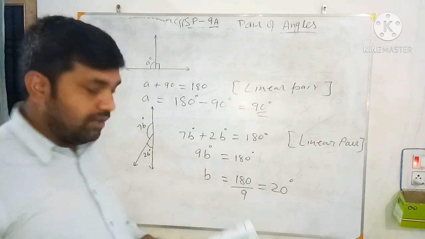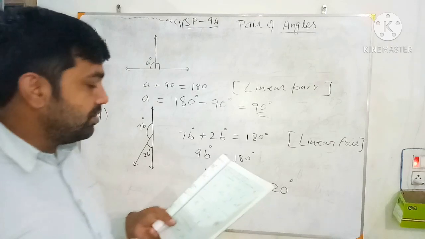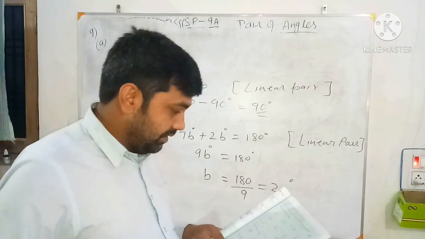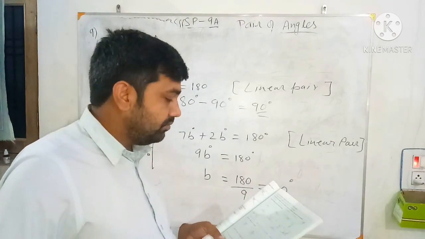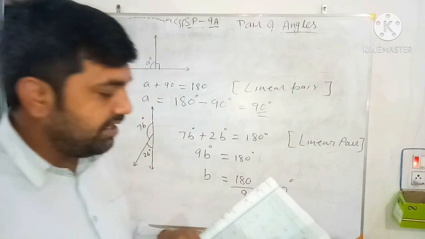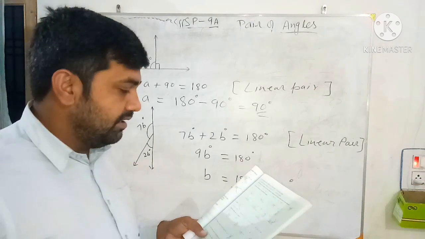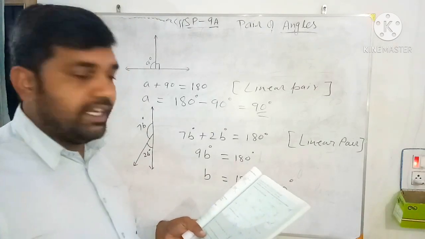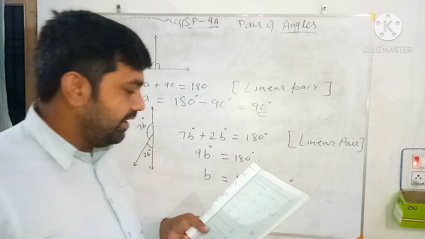Similarly, you can solve question number E. This is also an angle made on a straight line. 62 degree plus Y plus 53 degree is equals to 180. Reason? Angle on a straight line. So the sum of the angles on a straight line is supplementary, that is 180 degree.